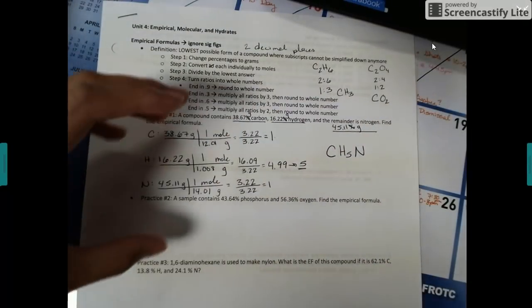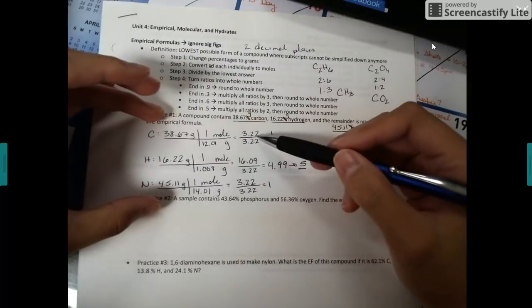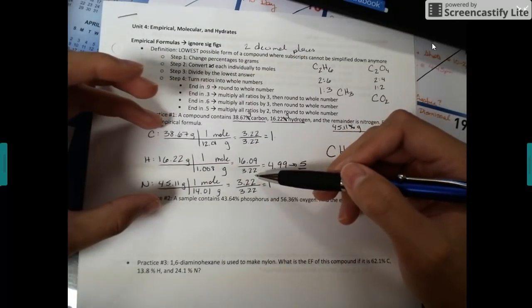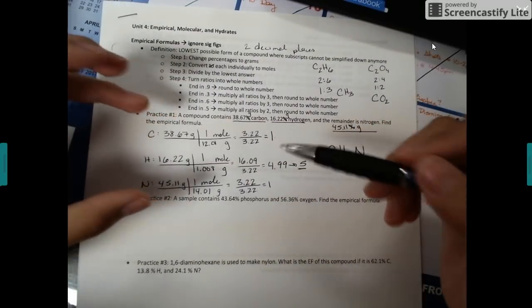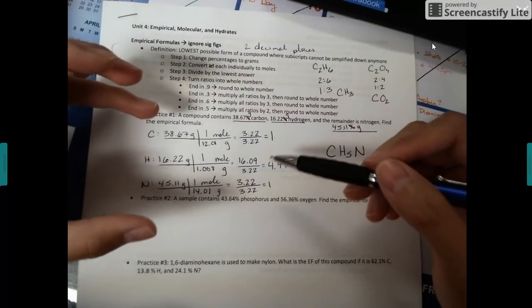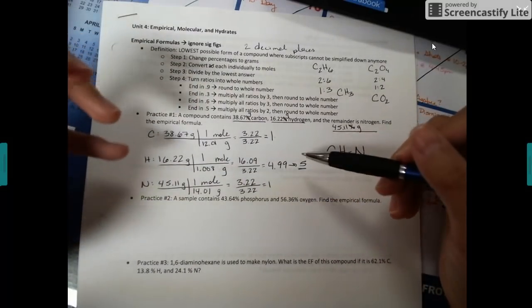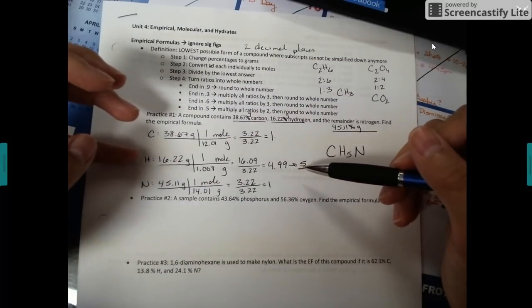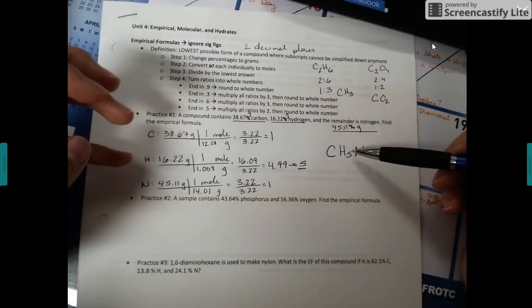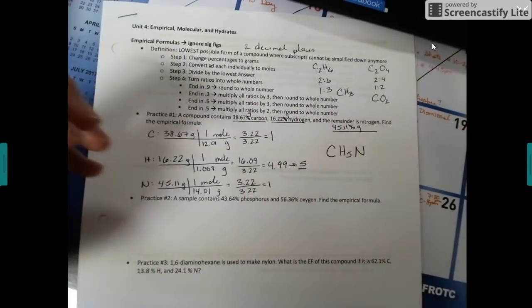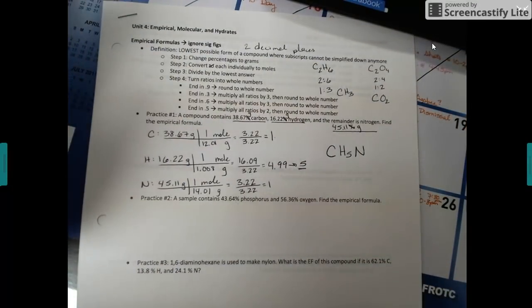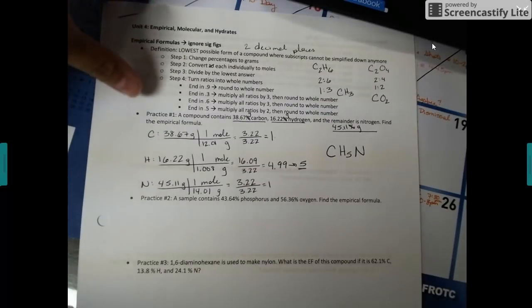What happens when you do all this math is when you find moles and then you divide by the lowest of the answers, you're finding the ratio of the moles. And the ratio tells you that there's just one of the C's. There's 5 times the amount of H's compared to everything else. So that's why it's H5 and then N1. All right. If you feel confident, do 2, 3, and 4. If not, I'm going to walk us through doing number 2.